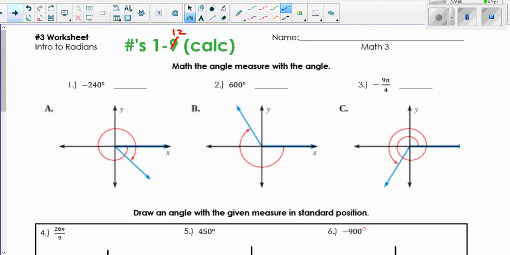All right, your homework tonight is that worksheet number, I should say 6. And your homework, it'll say worksheet number 6.